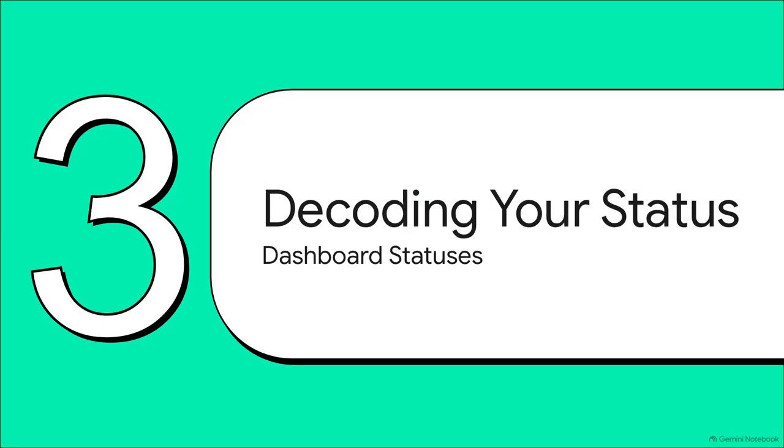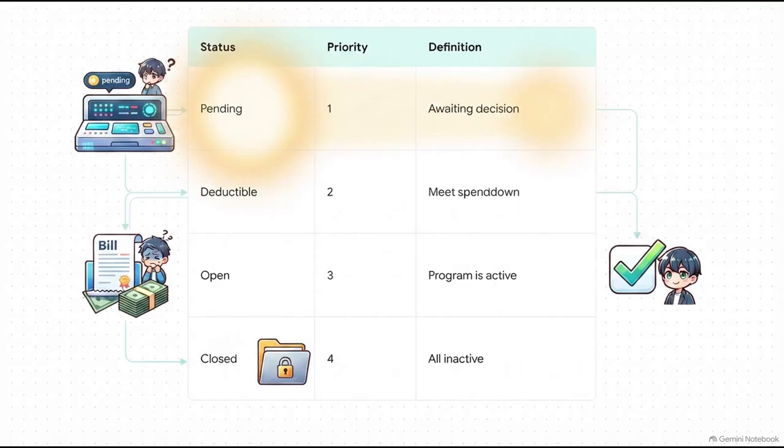Let's transition into Section 3, decoding your status. Once you're logged in, the NH Easy dashboard uses a strict hierarchy of statuses across all the programs you've applied for. Priority 1, the absolute highest priority, is pending. Priority 2 is deductible, meaning you have to meet a medical spend down, essentially hitting a certain threshold of out-of-pocket medical expenses before your active coverage actually kicks in.